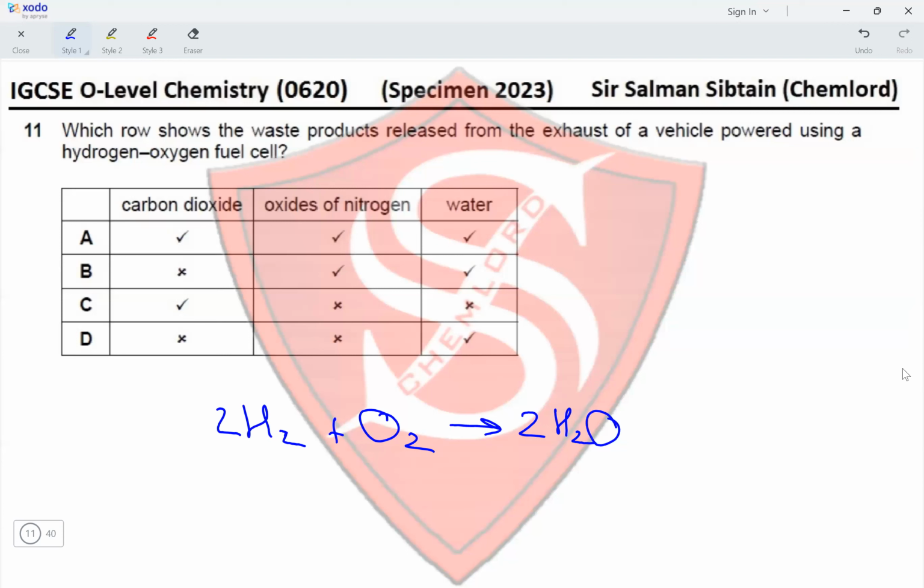So the options are carbon dioxide, oxides of nitrogen, and water. The only correct option will be the one having water as the exhaust product produced, which is option D.